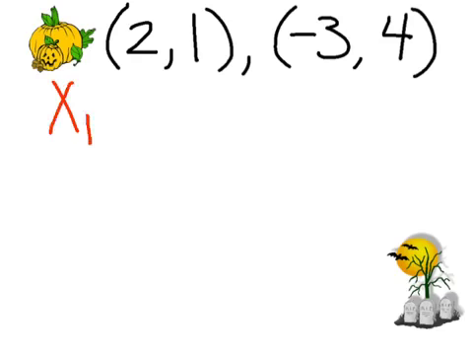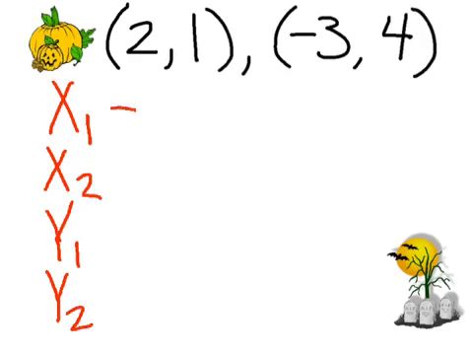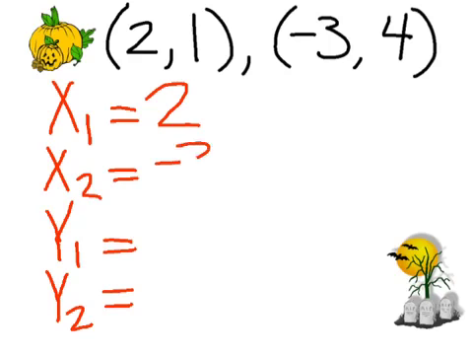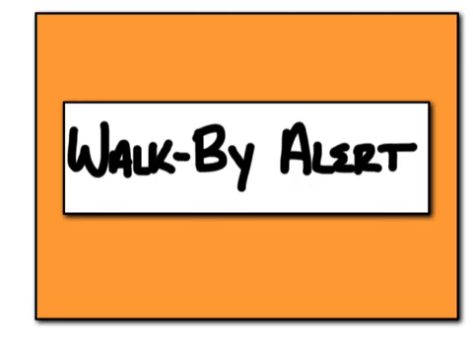For example, problem number 1, we want to know what our x1, x2, y1, and y2 are. What is our x sub 1 for these points? 2, that's right. What about x2? -3. Good. What about y sub 1? 1. And our y2? 4. Alright, good.